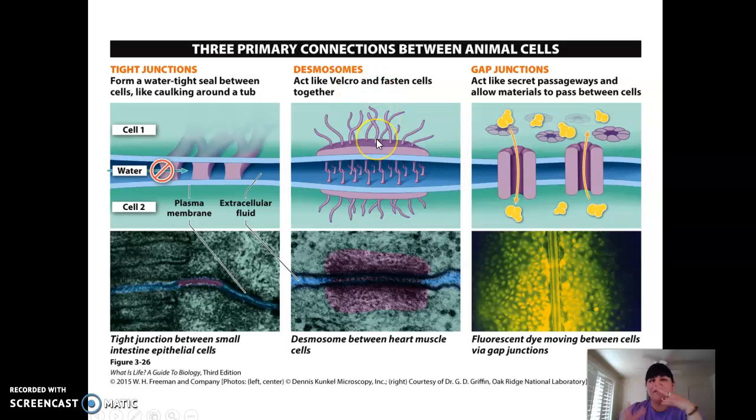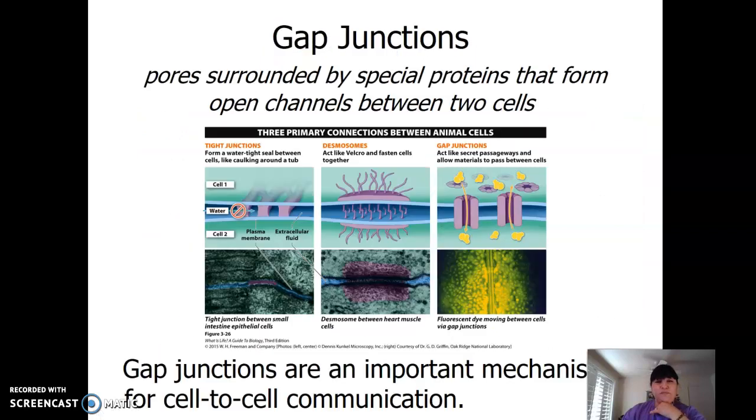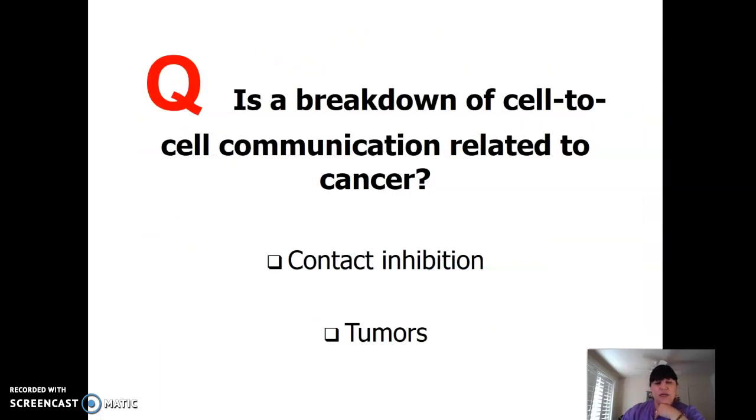Desmosomes act like Velcro. They fasten the cells together. With the heart muscle, you can have desmosomes. Gap junctions, just like the word says, gap. If there's a gap, there's a space. So here's one cell, here's another cell, and here's a protein where things can move into and out of from one cell to the next. Gap junctions act like secret passageways that allow material to pass between cells. These are different types of junctions between cells. With some, things can't move between cells, but with gap junctions, things can move through between the cells.